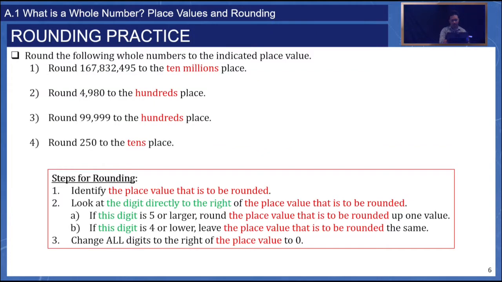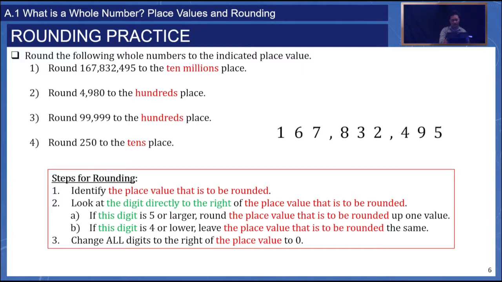All right, so now let's just finish 8.1 with some rounding practice. So here are some examples you can try out. The first one, round 167,832,495 to the 10 millions place.